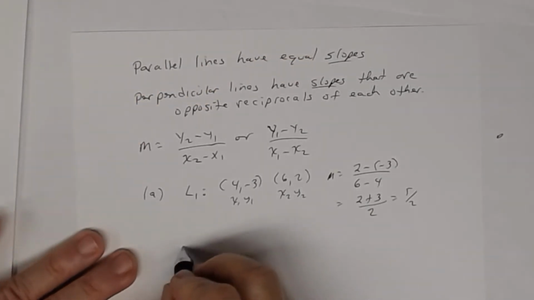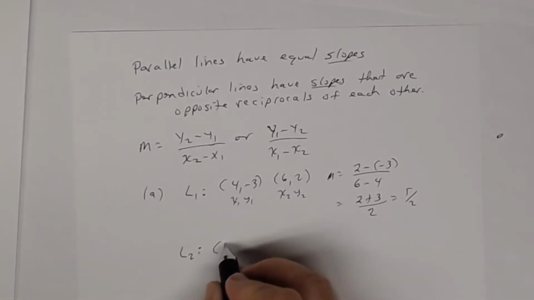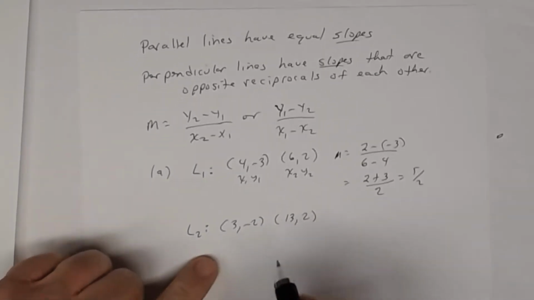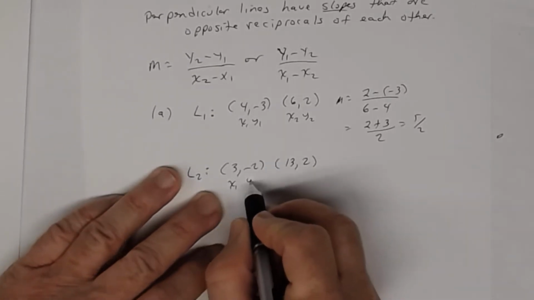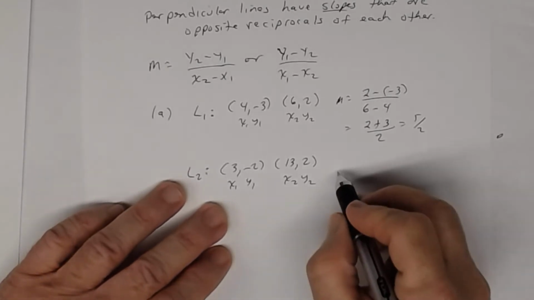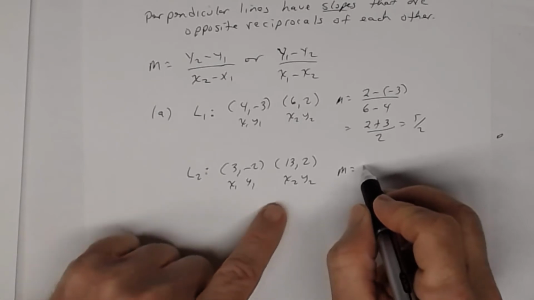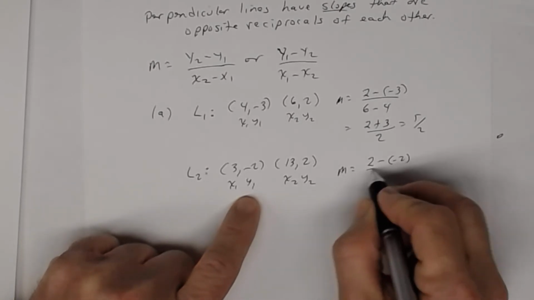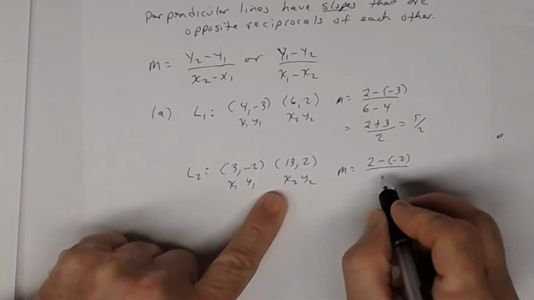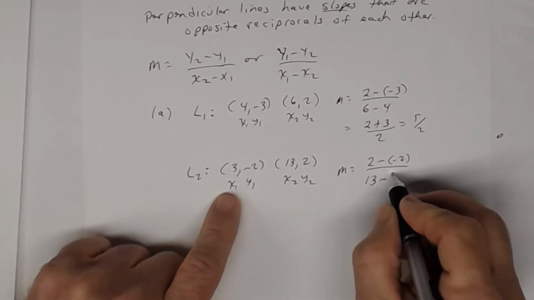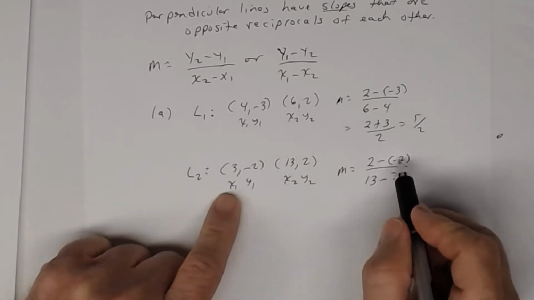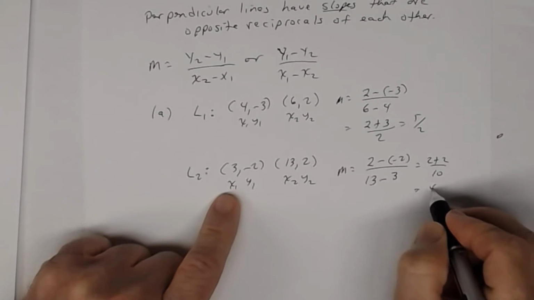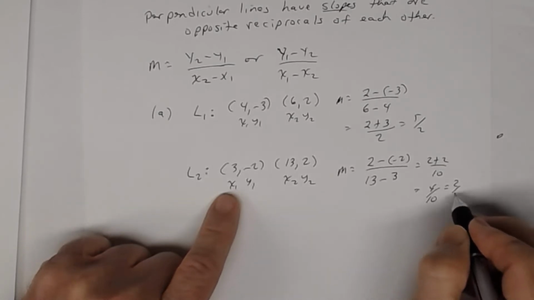Now we have to find the slope of line 2. The 2 points here are 3, negative 2, and 13, 2. Let's label these again, x1, y1, x2, y2, just like we did for line 1. Using the slope formula, let's do y2 first: 2 subtract the other y coordinate, negative 2, divided by 13 subtract the other x coordinate, which is 3. 2 subtract a negative 2 means 2 plus 2, which is 4. And 13 subtract 3 is 10. So I get 4 tenths, which reduces to 2 fifths.